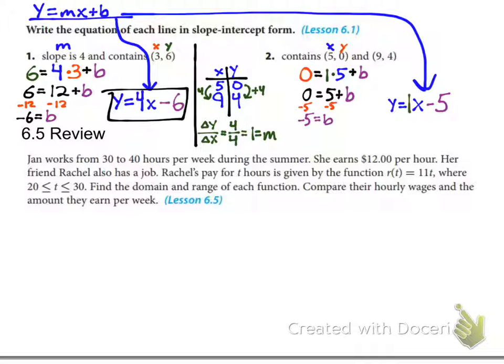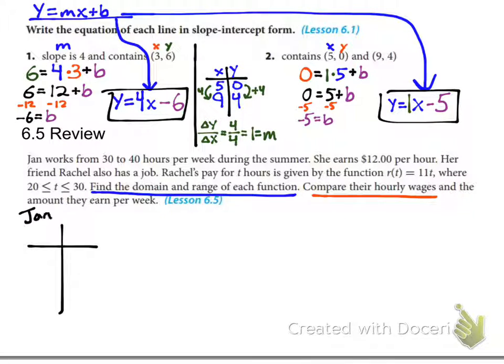All right, for this word problem, Jan works from 30 to 40 hours per week during the summer. She earns $12 per hour. Her friend Rachel also has a job. Rachel's pay for t hours is given by this function: R of t equals 11 times t, where 20 is less than or equal to t, which is less than or equal to 30. First thing they want us to do is find the domain and range of each function, and then compare the hourly rate wages.